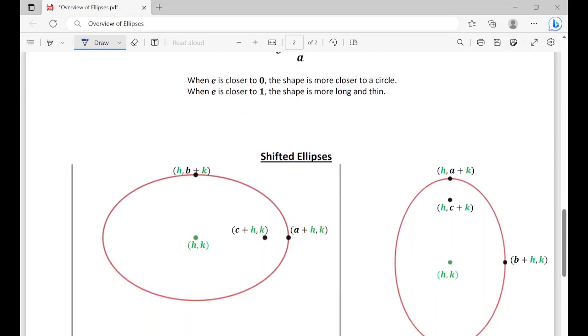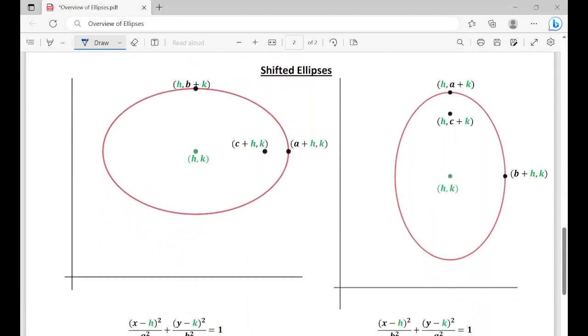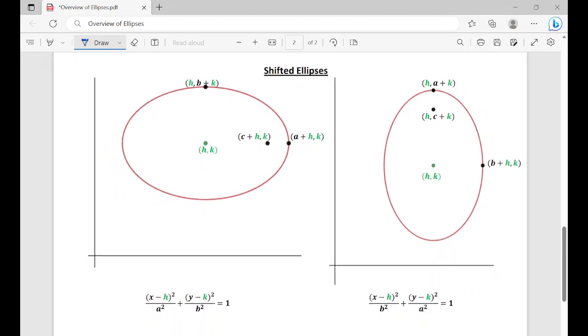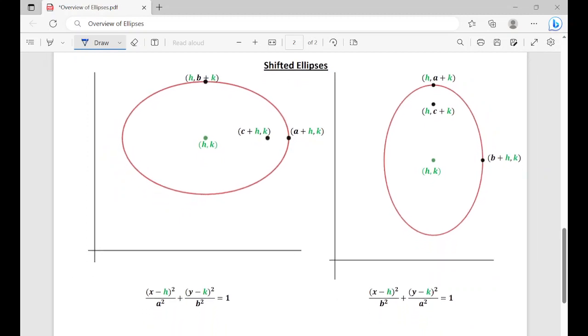But you can also shift ellipses. So here are the two shifted ellipses, vertical and horizontal, and their equations. The first one here is the horizontal that's centered at h, k, and you can get it from this equation here: x minus h squared over a squared plus y minus k squared over b squared equals 1. Again, it has to be set equal to 1.